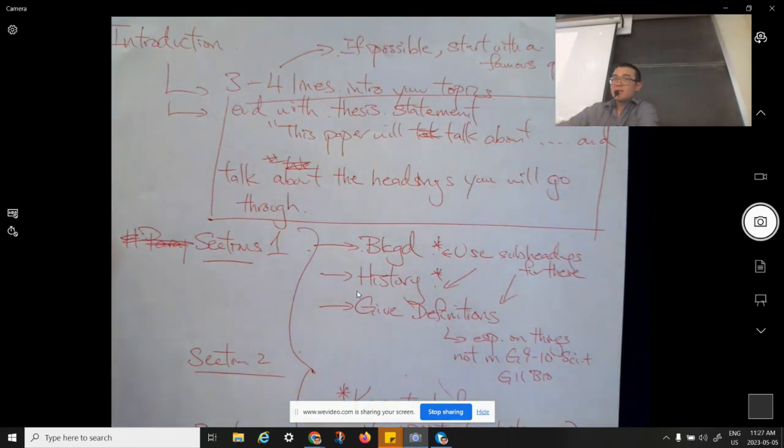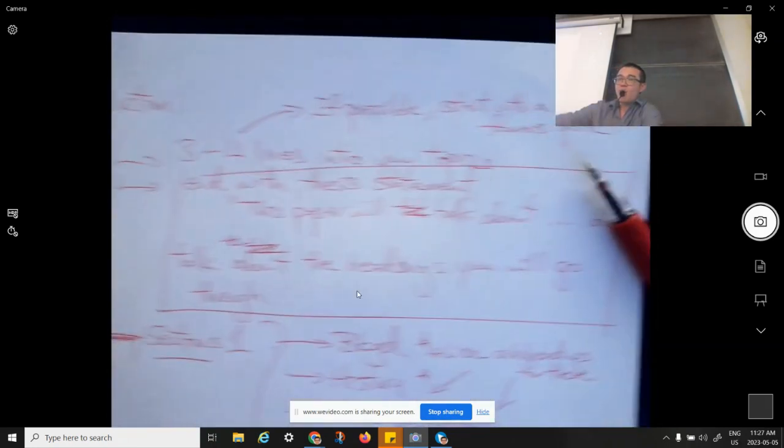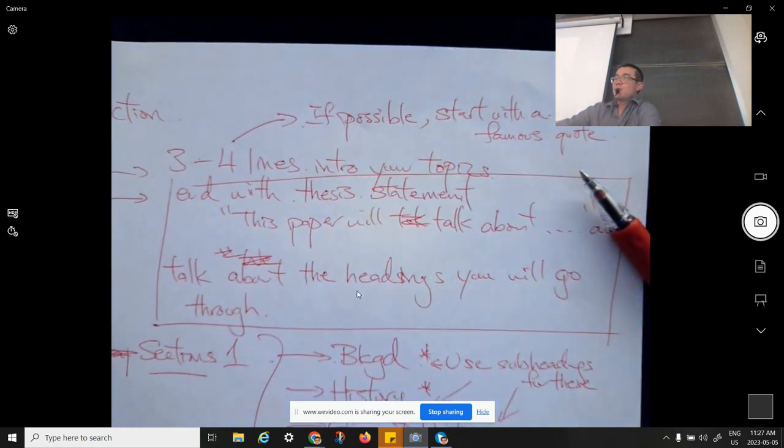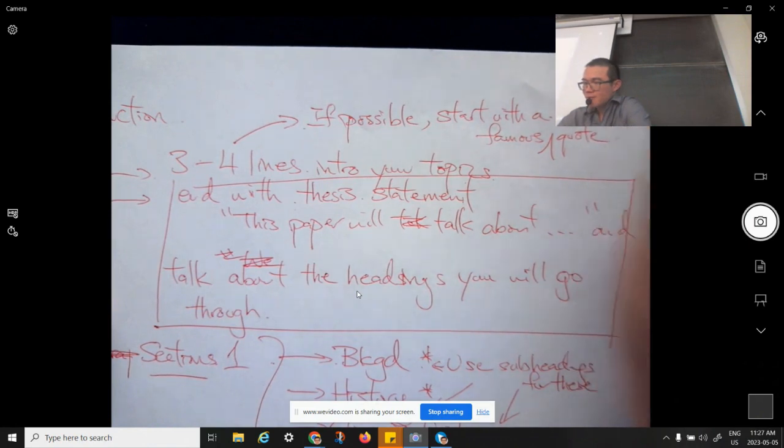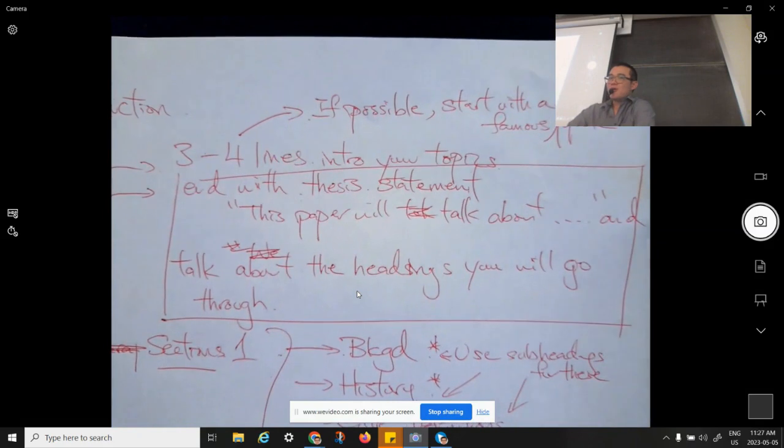Now, I said here, if possible, start with a famous and relevant quote, okay? Not all your topics lend to that. So don't force one. It actually looks a lot worse if you do. Wait, it shouldn't be something we found in one of our sources? It has to be something famous from someone. Like a famous sounding quote.